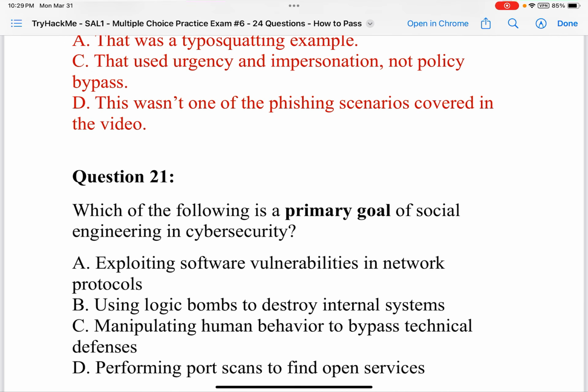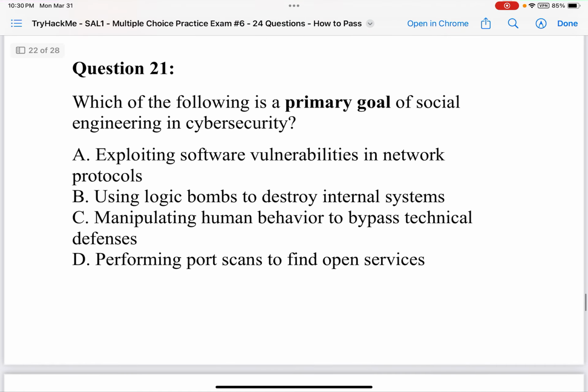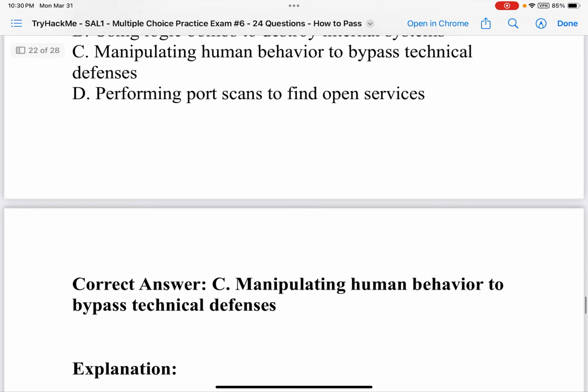Which of the following is a primary goal of social engineering in cybersecurity? A. Exploiting software vulnerabilities and network protocols. B. Using logic bombs to destroy internal systems. C. Manipulating human behavior to bypass technical defenses. Or D. Performing port scans to find open services. Correct answer is C. Manipulating human behavior to bypass technical defenses.